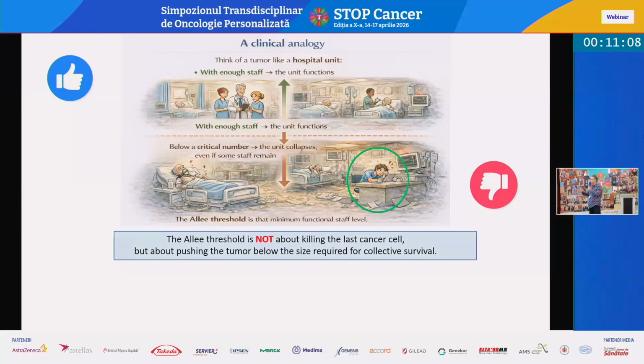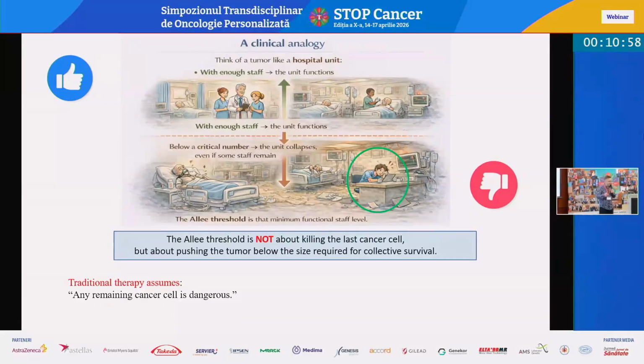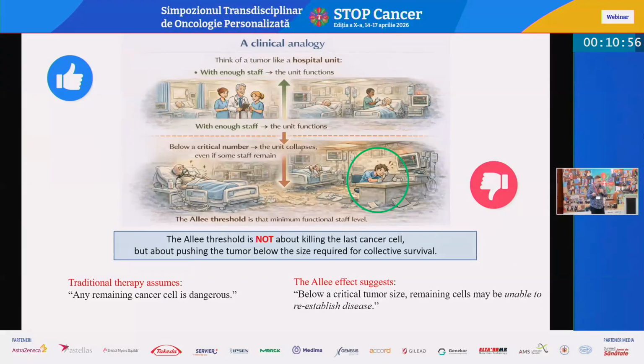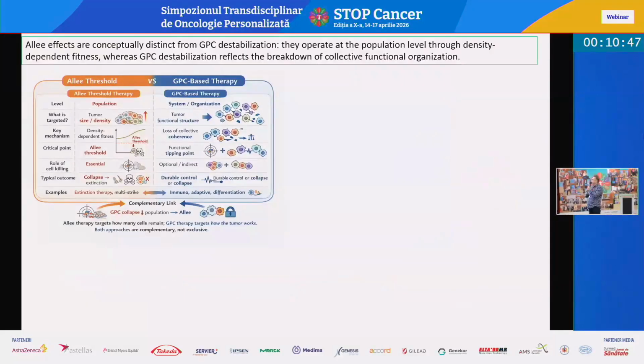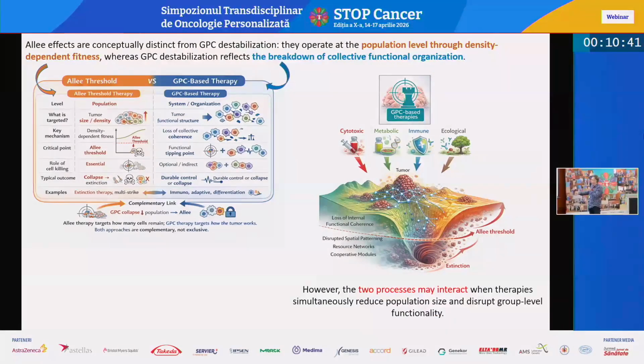That is to say, the idea is not about killing the last cancer cells, but about pushing the tumor below the size required for the collective survival. Said differently, we do not consider that any remaining cell is dangerous. We consider that below a critical tumor size, remaining cells may be unable to reestablish the disease. So the Allee effect and GPC-based therapy are two different things, but clearly they can act in synergy in the context of GPC-based therapy.